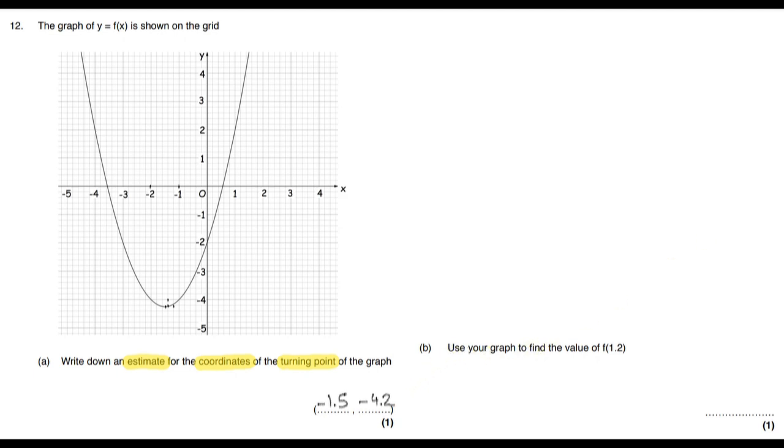Now let's look at part B. Use your graph to find the value of f of 1.2. We notice we haven't been given any equations here. All we're doing is reading from the graph. So f of 1.2. So this is x equals 1. 1.2 is here. So I'm just going to go up the grid until we get to the line. So it is about here, I think. If we go along, we can see that is bang on 3. So that's my answer. My answer is going to be 3 for that one.